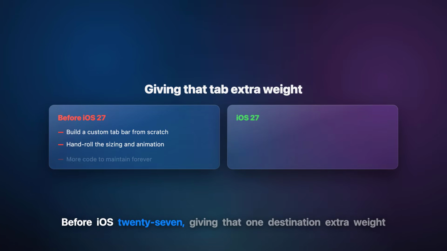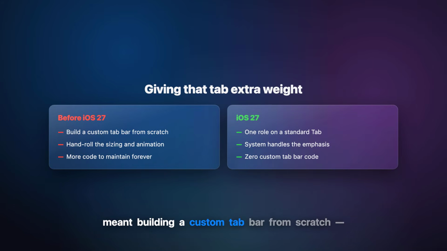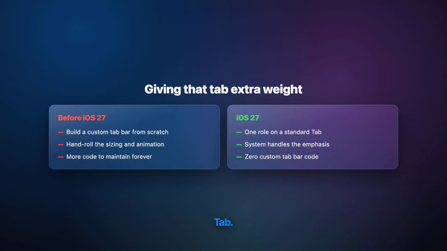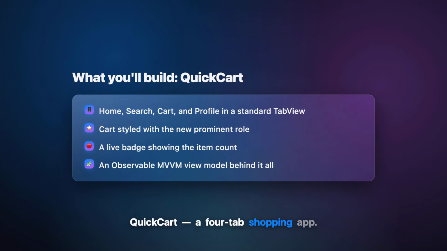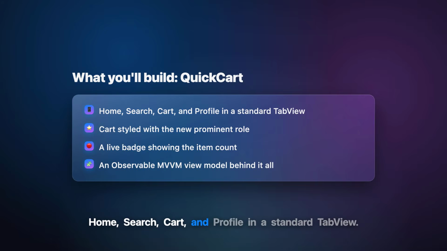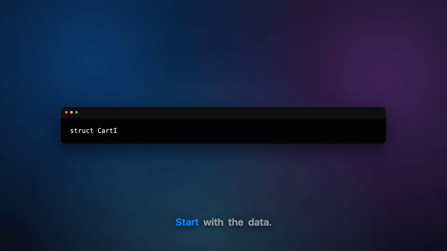Before iOS 27, giving that one destination extra weight meant building a custom tab bar from scratch, hand-rolling the sizing, the animation, all of it. Now, it's a single role modifier on a standard tab. Here's the plan: QuickCart, a 4-tab shopping app, Home, Search, Cart, and Profile in a standard tab view. Cart gets the new prominent role plus a live badge showing the item count, all backed by an observable view model. Start with the data.